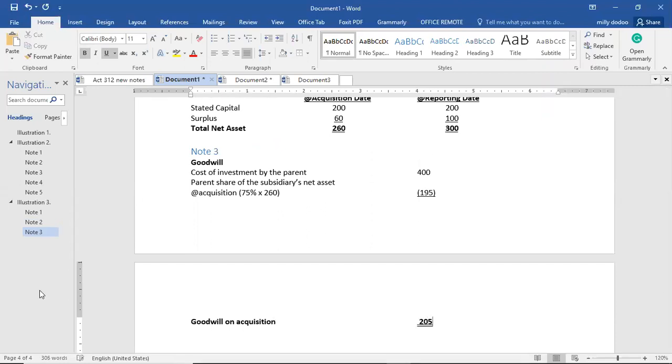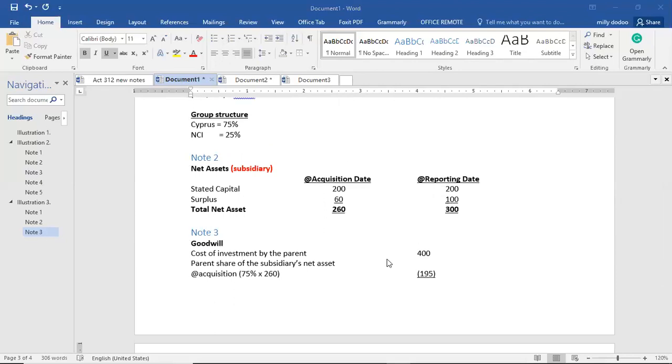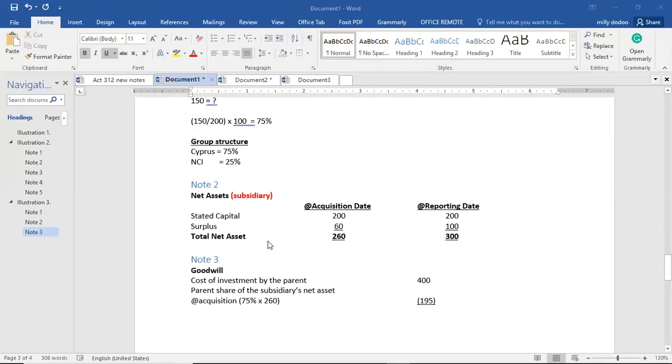So that is what you get for the note 3. That is what you get for the note 3.